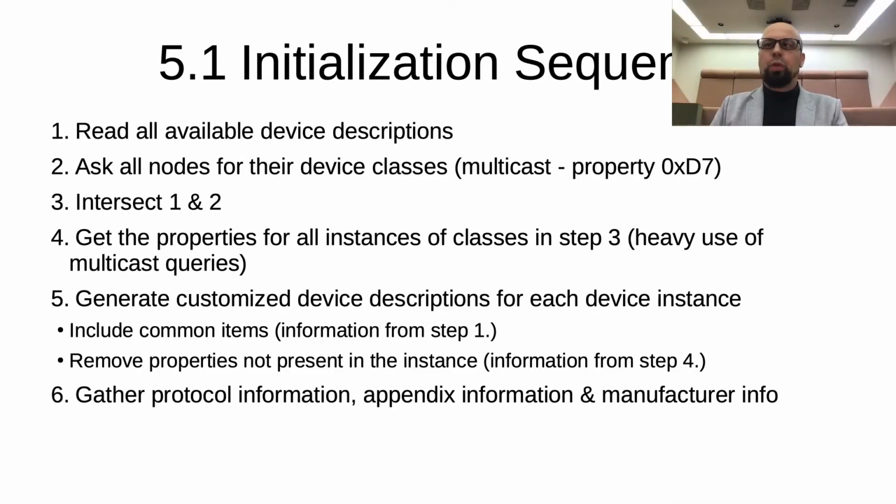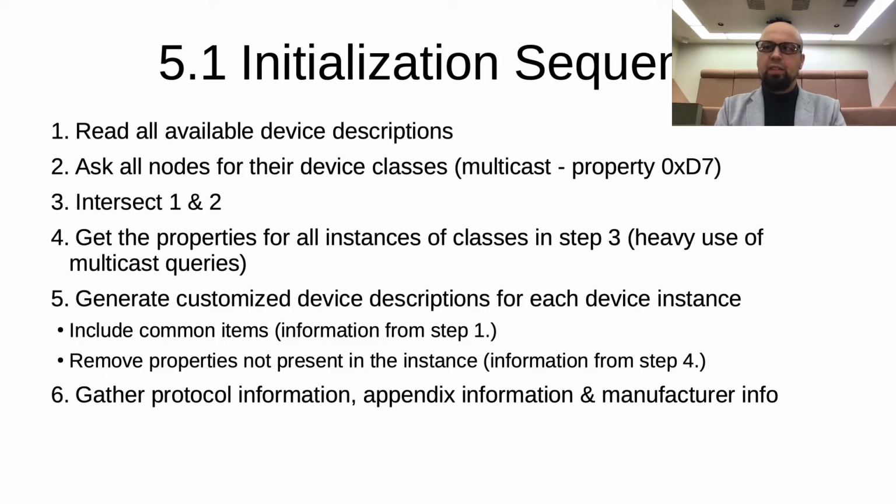In this section, we will explain in greater detail some of our implementation choices and express our thoughts about certain aspects of the Web API guidelines. Let's have a look at the initialization sequence first. The frontend starts by parsing all available device descriptions. Then, using a multicast query, it asks all nodes for the device classes that they implement.